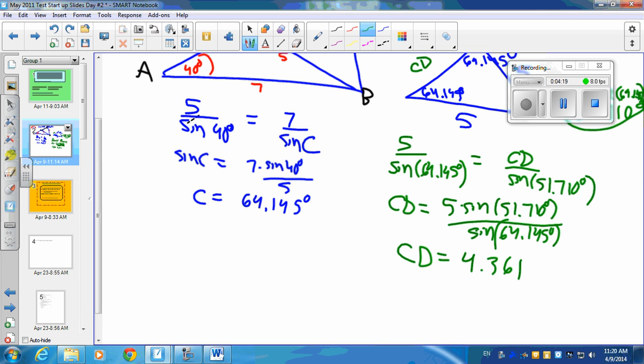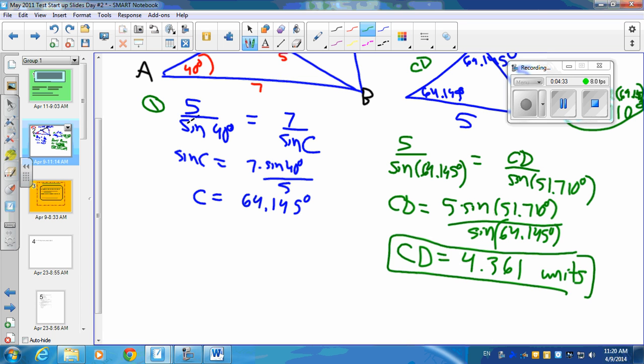.361. And you check the units there. I don't see any meters, so I would just write units then. Double check the marks, 5 marks. There would be 1 mark for setting this up, 1 mark for getting the angle straight across, 1 mark for setting this thing up, and 1 mark for your answer.